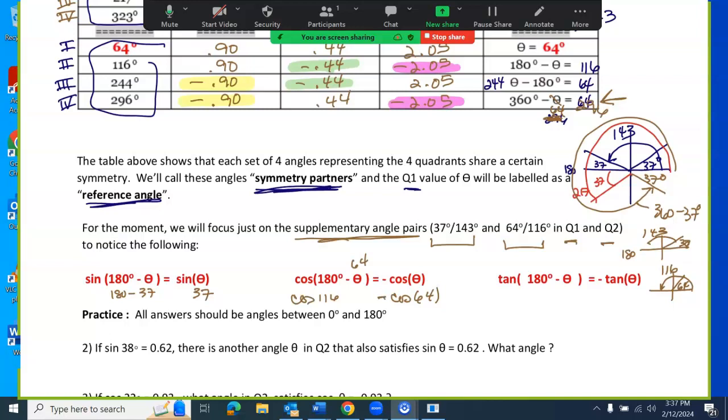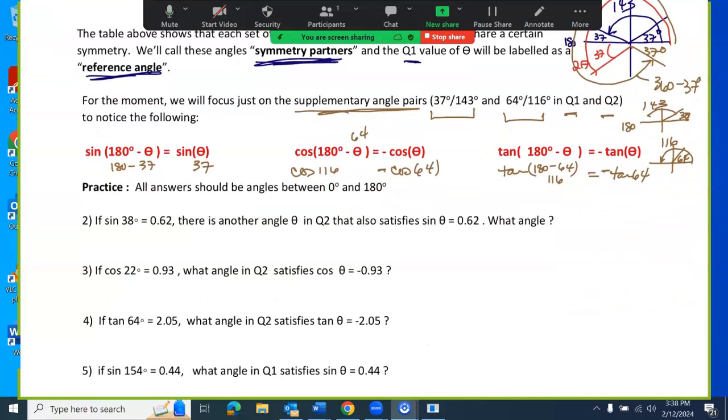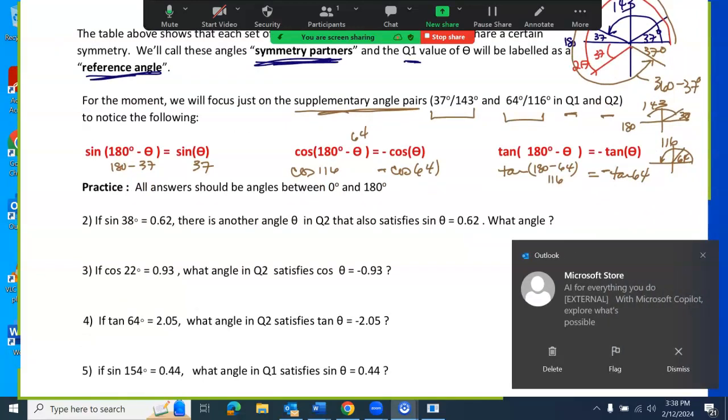Same thing's true with tan. If I do the tan of 180 minus 64, which is 116, that's going to equal negative the tan of 64. We'll do more with this, but you can check it with your calculator. Okay, so here's some practice. All answers should be angles between 0 and 180.